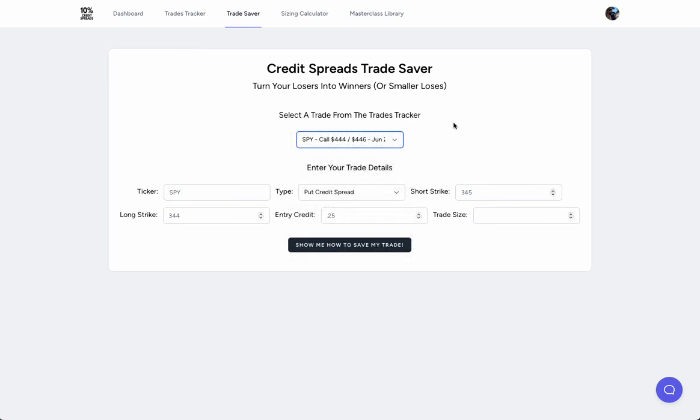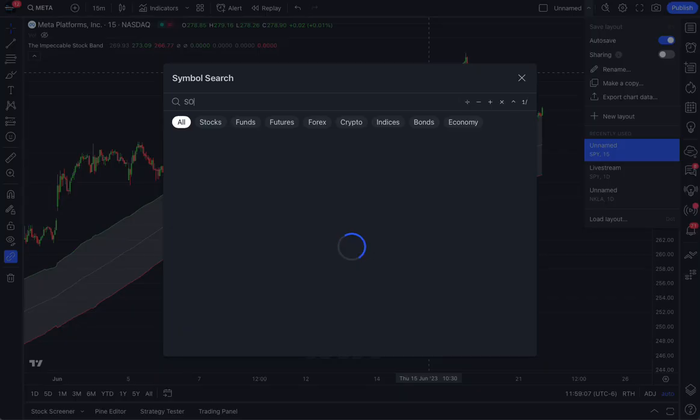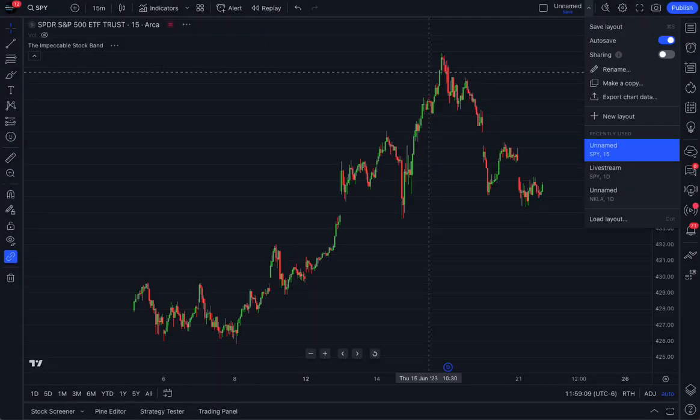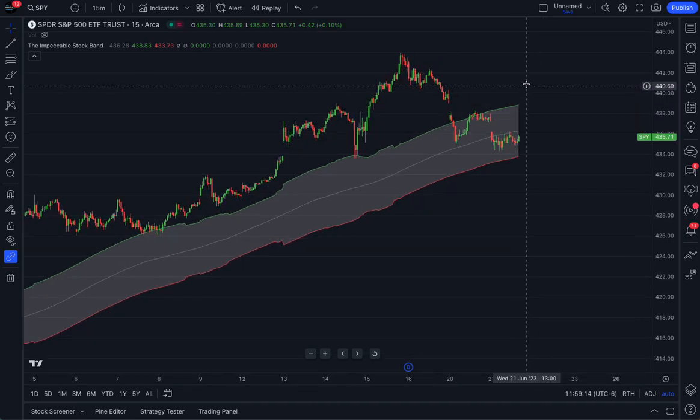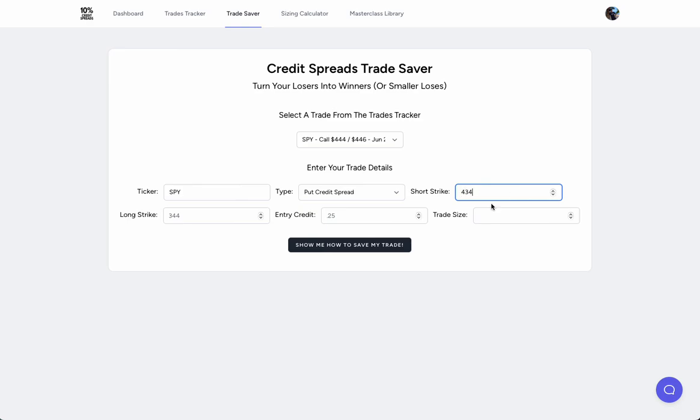Okay, for instance, let's just say that we have a trade on SPY. Let's say it's a put credit spread. Let's pull up SPY right now and give us a good example. Okay, SPY. Let's say we're currently trading a put credit spread on the way up. Let's say it's currently at 434 is our strike, and we're trading it up. We're just doing a simple $1 wide, so it's going to be 433 for our long strike.